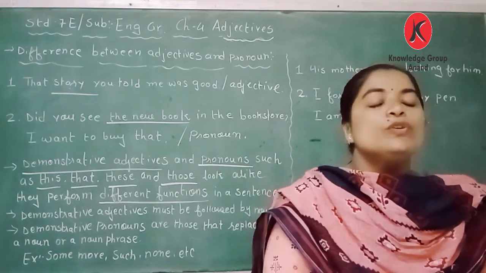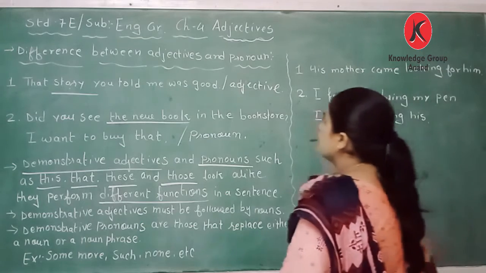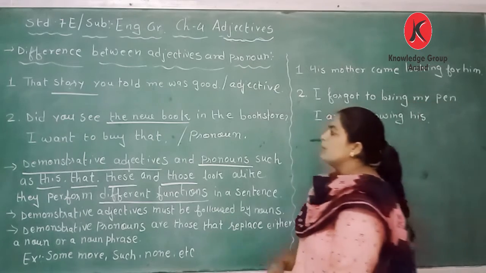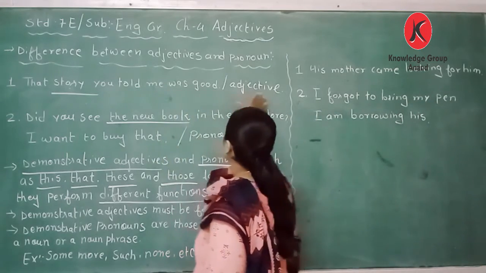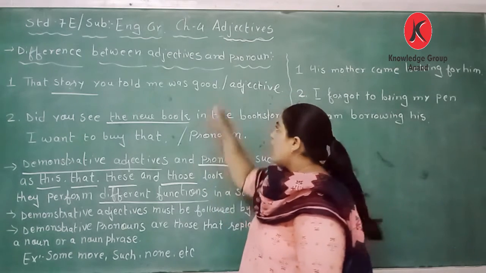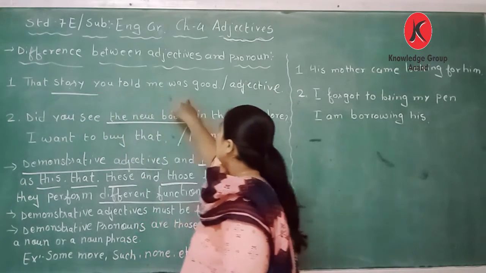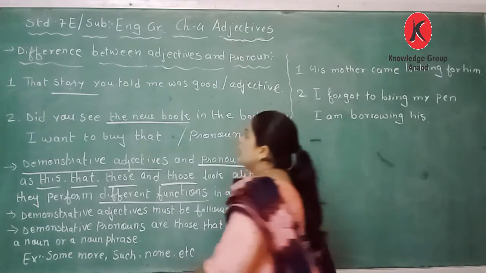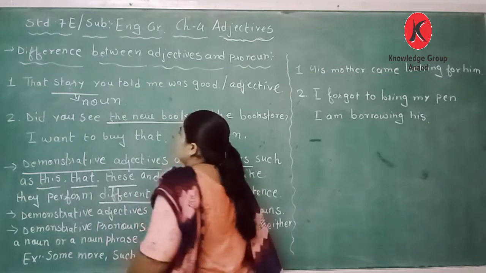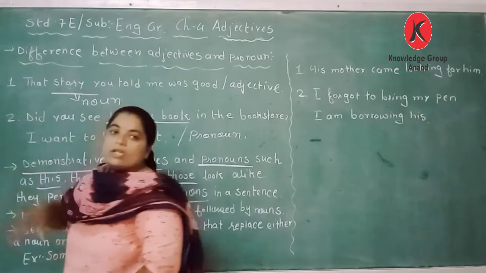Yesterday, in our new lesson, chapter 4 adjective, we learned about interrogative adjectives, demonstrative adjectives, and possessive adjectives. So today we will be learning the difference between adjectives and pronouns. Here I have two sentences: one is of an adjective and the other is of a pronoun. The first sentence: That story you told me was good. Here, story is a noun, and it is modified by the adjective that.